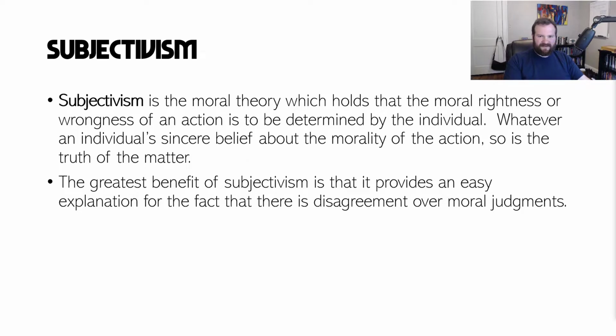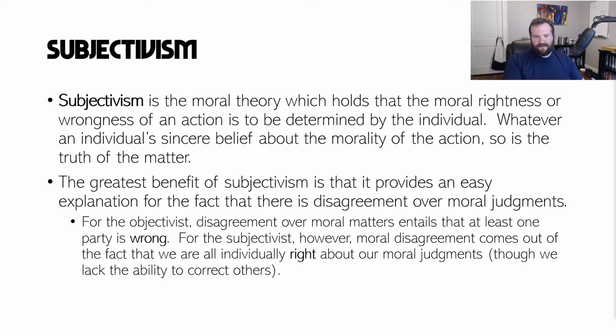The greatest benefit of this view is that it makes easy sense of the fact that we seem to disagree, right? There are many different views in the world as to what's right and what's wrong. Subjectivism gives a really easy answer to that. Well, it's because what is wrong for that person is what they say. What is right for them is what they say, right? For the objectivist, the person who thinks that subjectivism is wrong, this disagreement must mean that at least one of us, and possibly both of us, when we have a disagreement, are wrong, right? We are actually factually incorrect.